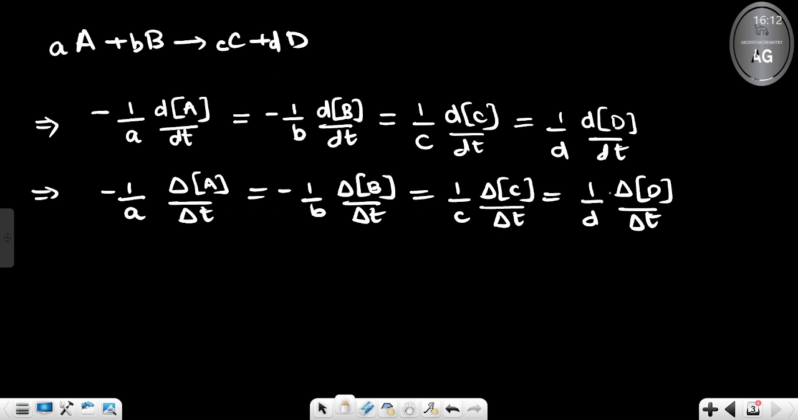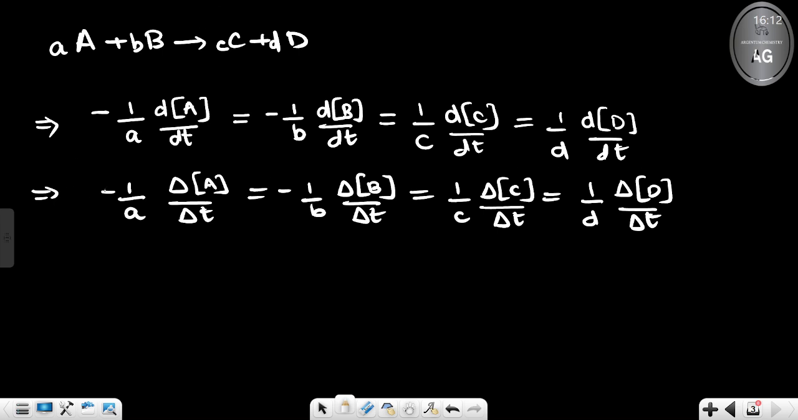What you need to remember from here is that whatever the coefficient is, that will simply be divided. If the coefficient is 3 by 2, then you will have 2 by 3. So whoever is the coefficient of that particular reactant, that will simply be divided. This is the entire rate of the equation. Clear? The rate of this reaction is written this way.